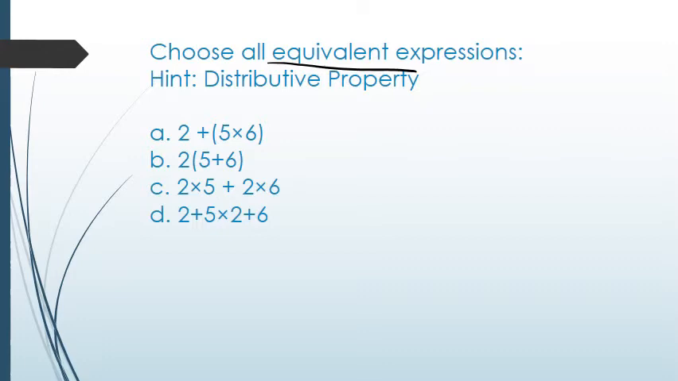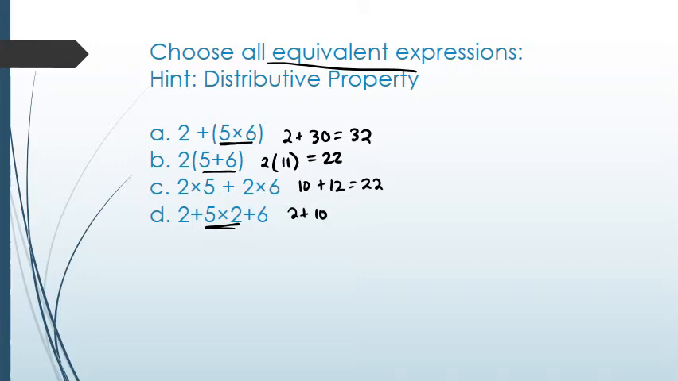So 2 plus 5 times 6, that's in parentheses, that would give me 2 plus 30, which would give me 32. Over here I have 2 times 5 plus 6 in parentheses, so 5 plus 6 would be 11. 2 times 11 would be 22. Here I have 2 times 5 is 10, plus 2 times 6 is 12, and I get 22. And lastly, I have 2 plus 5 times 2 plus 6. Because there's no parentheses, I have to do the multiplication first. So I get 2 plus 10 plus 6, which would give me 12 plus 6, which would be 18.